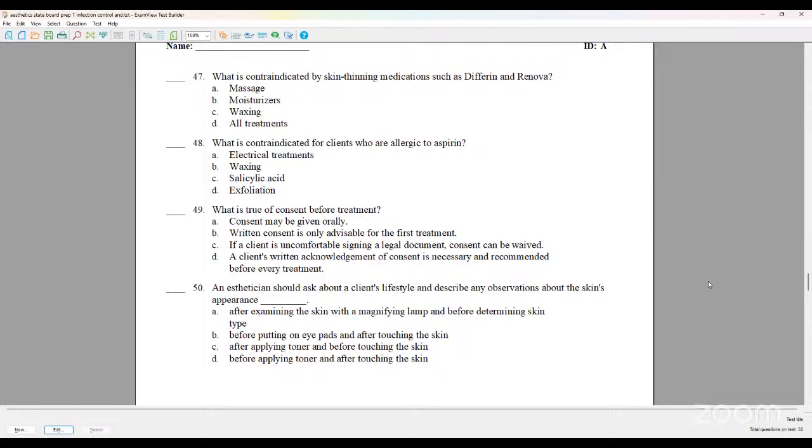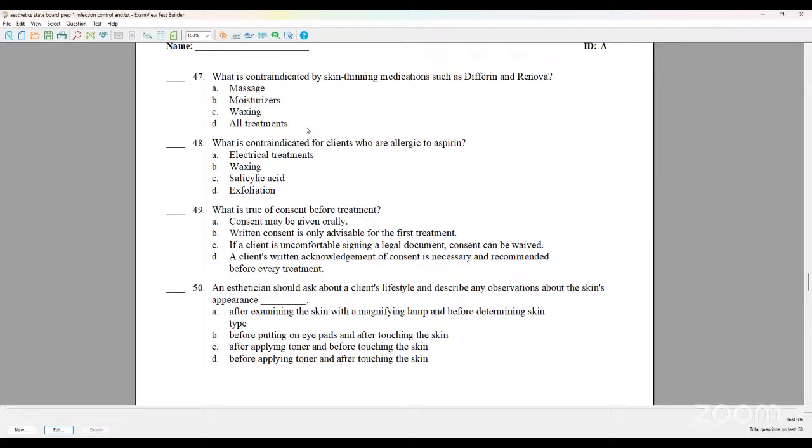47. Is it all treatment? Is it massage? Is it moisturizers? Is it waxing or all treatments? We know you can use moisturizer. It would be waxing. You are right. Waxing is correct. You guys are absolutely right.